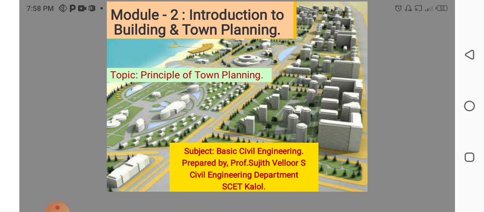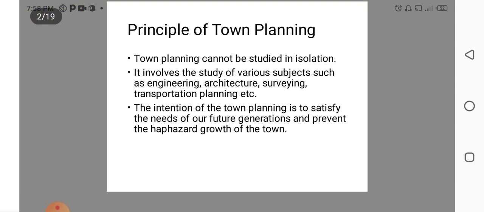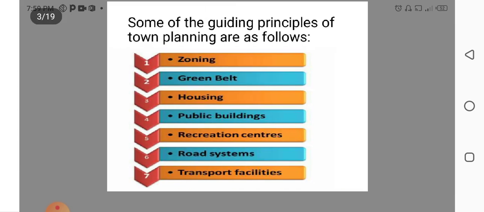In today's lecture, we will be discussing principles of town planning. Town planning cannot be studied in isolation. Why? What is the reason? We will be finding the answer across the lecture. It involves the study of various subjects such as engineering, architecture, surveying, transportation planning, etc. The intention of town planning is to satisfy the needs of our future generation and prevent the haphazard growth of town.